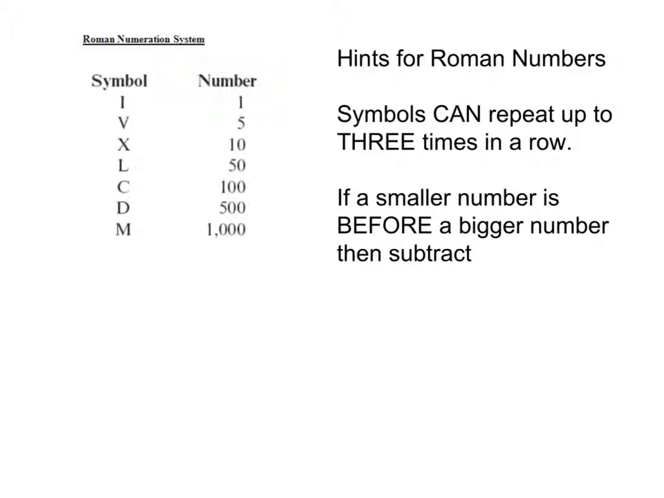First thing, the symbols can repeat. So you can have more than one symbol repeating. In the Chinese, they can't. In the Roman, they can. But they can only repeat up to 3 times. So anything over 4 means you're making a mistake. And then here's another thing. If you have smaller numbers before bigger numbers, then you need to subtract. So it's kind of easier if I give you an example and we go backwards from that before we try to take numbers and turn them into the symbols.